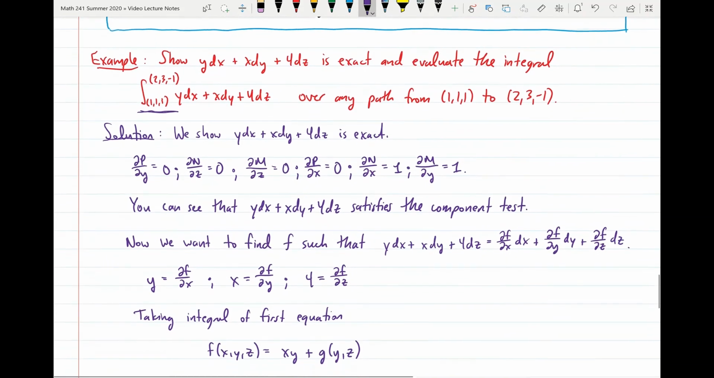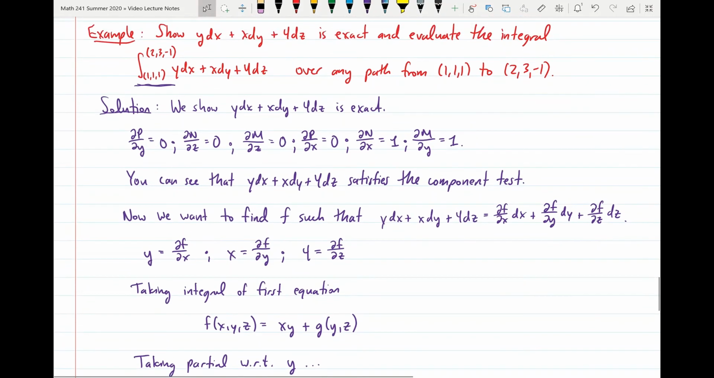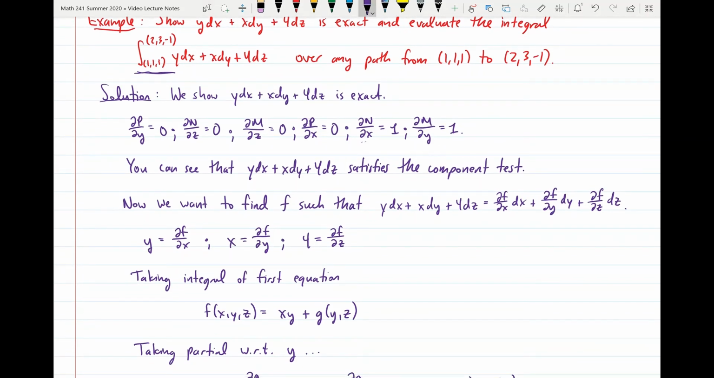So again, this is kind of a two-step example. We want to start out by showing that our differential form is in fact exact. So we take the partial derivative of p with respect to y, and we get 0. Partial n with respect to z is also 0. Partial m with respect to z is equal to 0. Partial p with respect to x is equal to 0. And then maybe the only interesting partial derivatives that pop up here: the partial derivative of n with respect to x is equal to 1, and partial m with respect to y is equal to 1. Again, if you want to, you can pause the video and verify that all of these partial derivatives are correct.